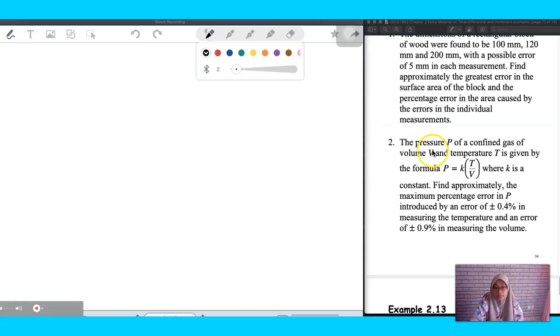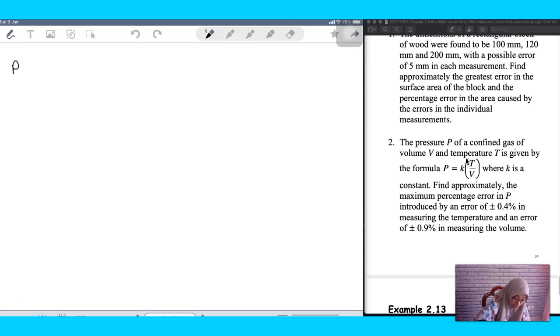Number 2. Okay, next one. We have a different situation now. We are given the pressure of a confined gas of volume V and temperature T. The pressure is given by the formula P equal to KT over V, which means that the pressure is in terms of two variables, T and V.